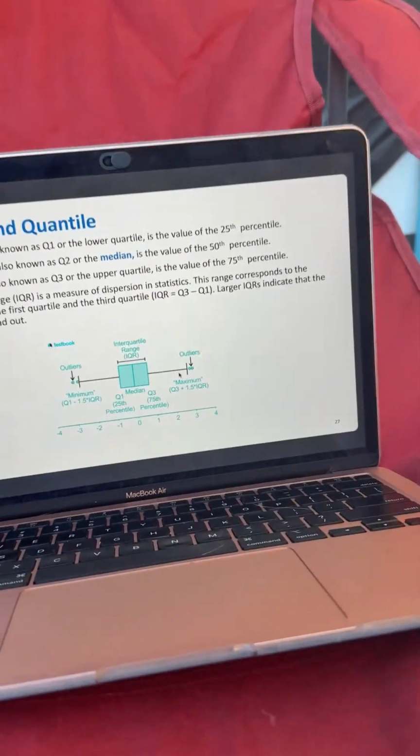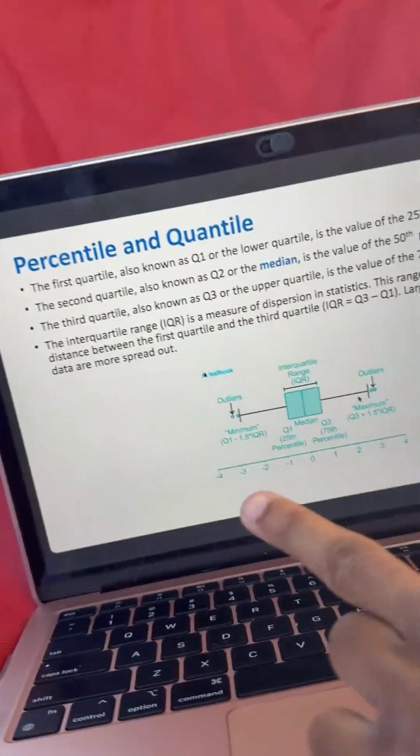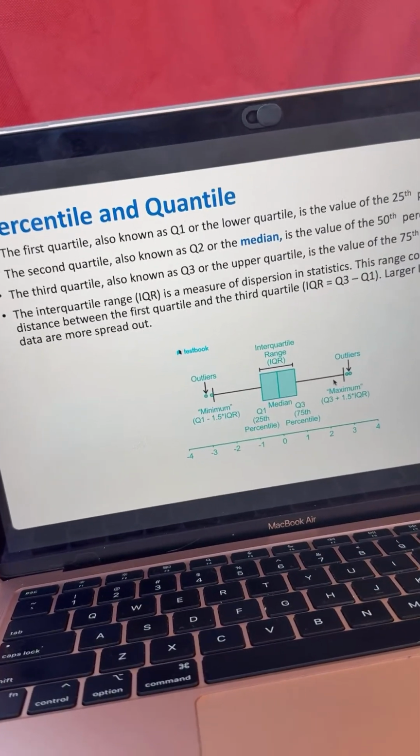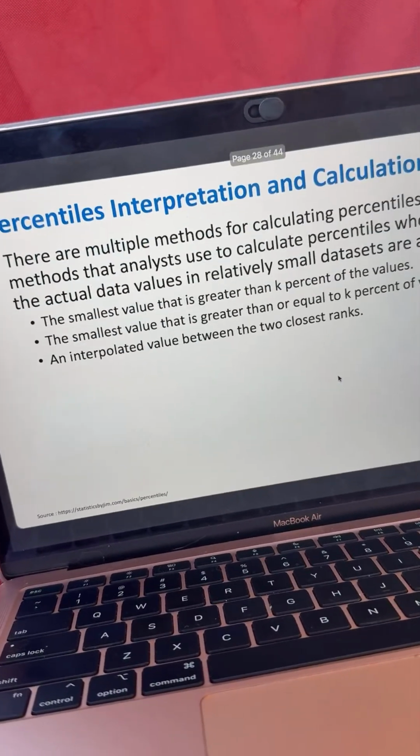Larger IQRs indicate that the data are more spread out. That makes sense because they're on opposite sides, right? When you subtract them, if the difference is higher, then they're further apart.